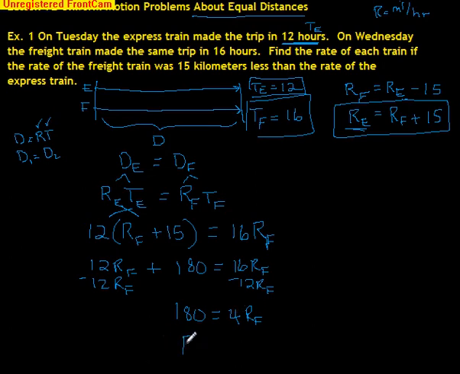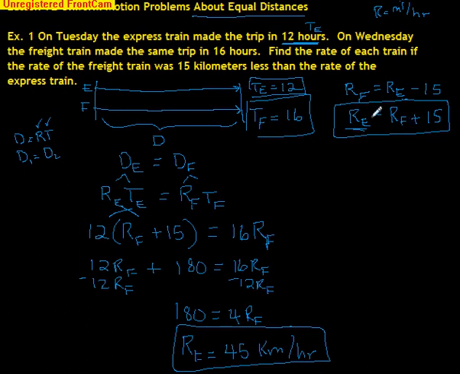So the rate of the freight train is equal to 45, and it's going to be, what is it, kilometers? Kilometers per hour. That's rate of the freight train. And we know that the express train is faster. So we go up here, we have to add 15 onto that. So we get the rate of the express train is equal to 45 plus 15. So we get the rate of the express train equals 60. Make sure you get units on it, kilometers per hour.